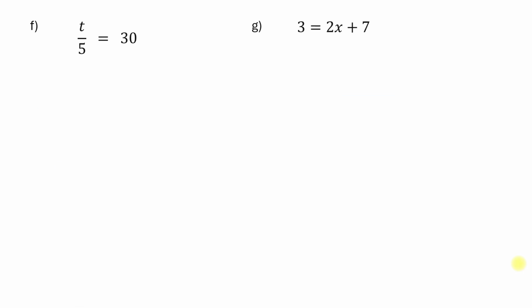T over 5 equals 30. T over 5 equals 30 over 1. We're simply expressing that 30 as a 30 over 1, at which point we can cross multiply. We want to keep the variable on the left-hand side, so we'll cross multiply this way. 1 times t equals t. 5 times 30 equals 150.